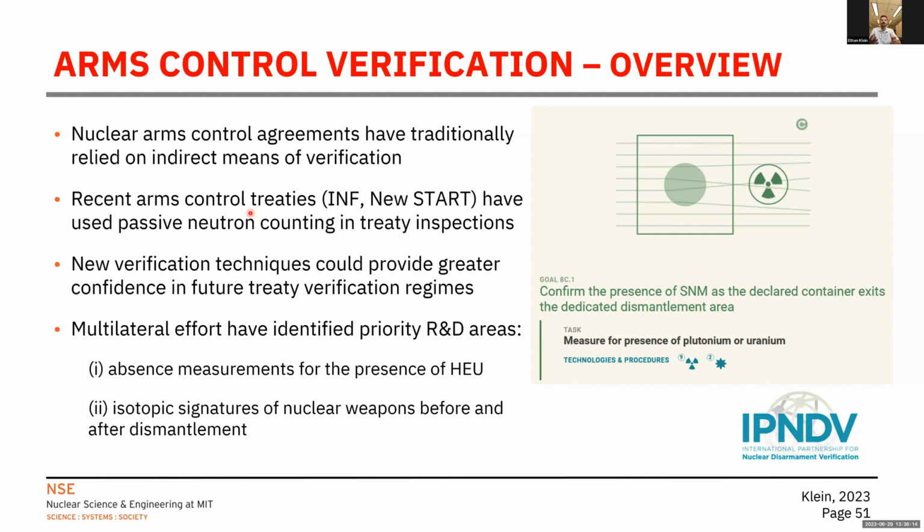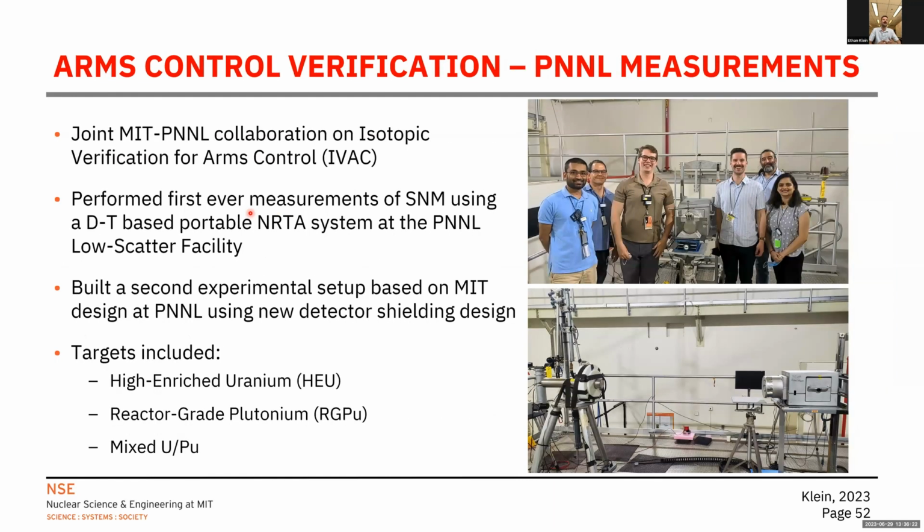If our end goal is to dismantle nuclear weapons and to make that a verifiable part of a treaty, we need the nuclear techniques to be able to do that. So we actually at MIT had a joint collaboration with Pacific Northwest National Laboratory on this technique. You see the same setup down there, and we performed the first ever measurements with our technique of special nuclear material, high enriched uranium and reactor grade plutonium, for this goal.